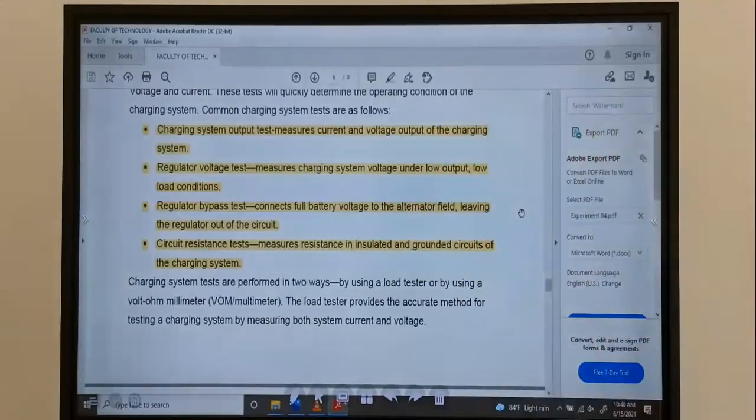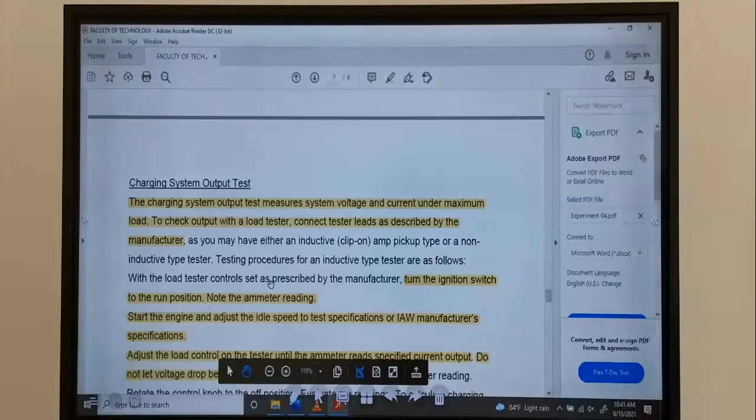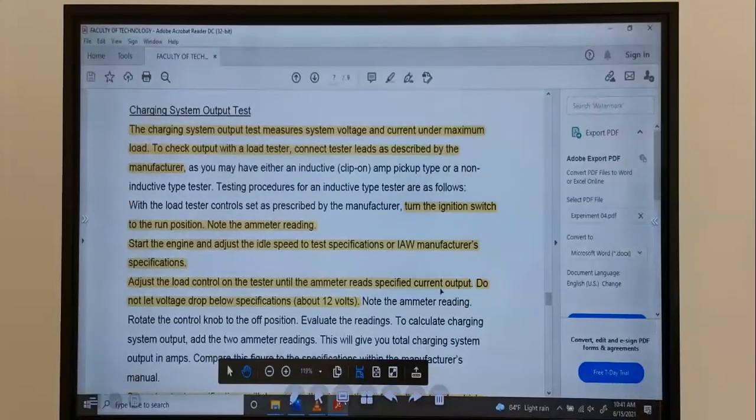Also the regulator bypass test. That means we can omit the regulator and give the supply straight to the rotor windings, then we measure the output voltage. Then circuit resistances. This is also where we measure the insulated and grounded circuit of the charging system. Let's see one by one. First, the charging system.